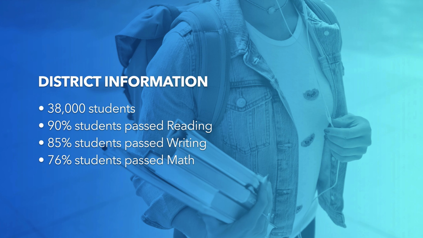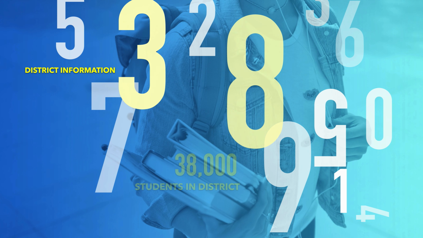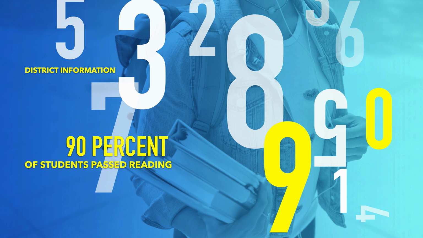So here's an example of the after. So first of all, 38,000 students, and then it transitions into 90% of students passed reading. Okay, I'm going to exit out so we can start this tutorial.